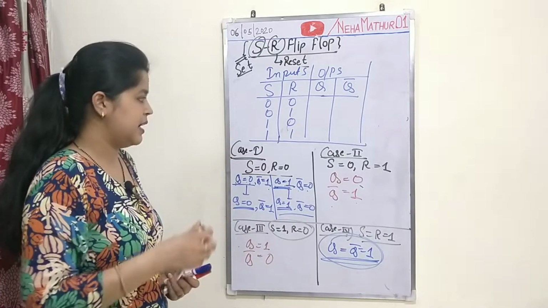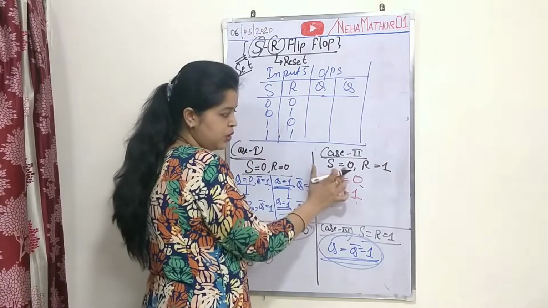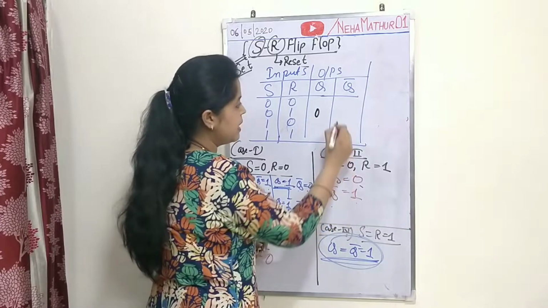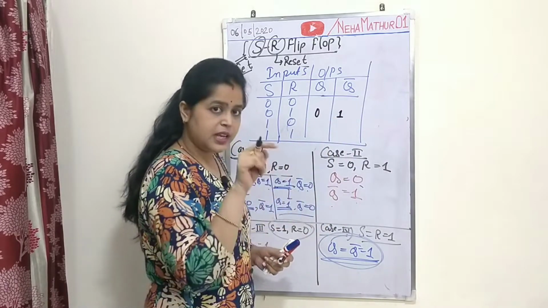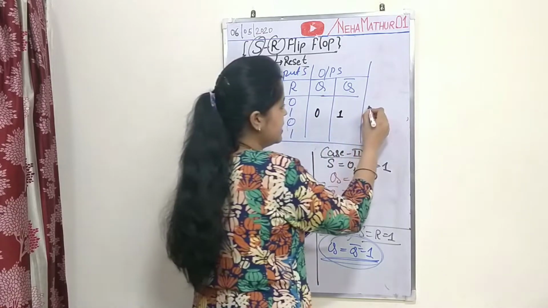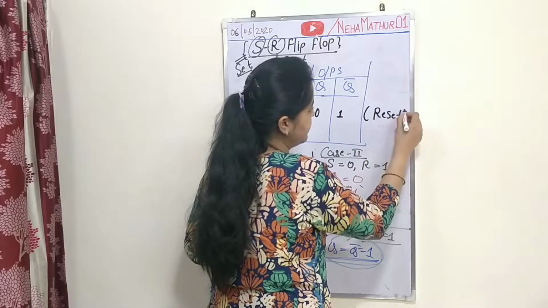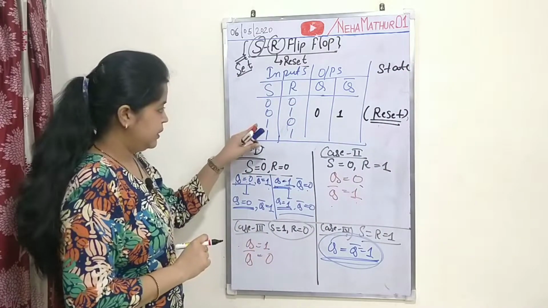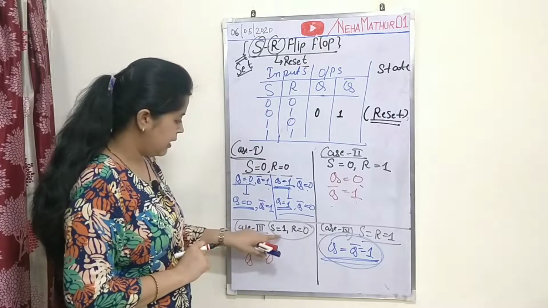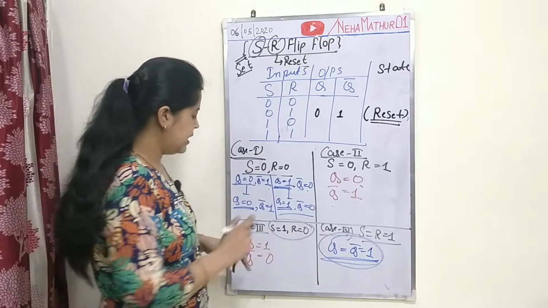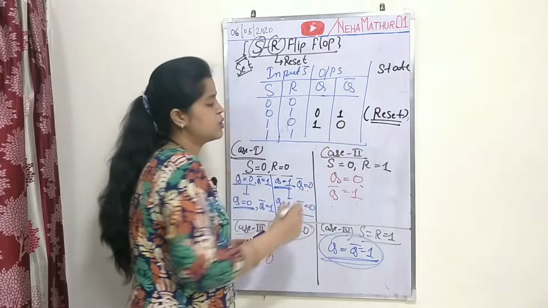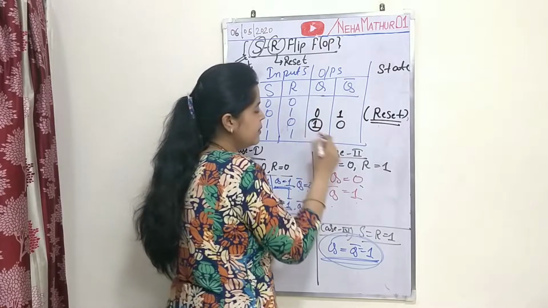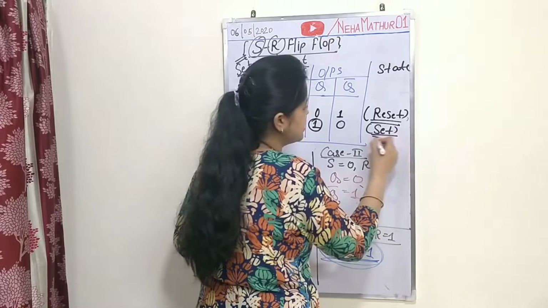Now come to the second case. When S is equal to 0 and R is 1, then Q is equal to 0 and Q bar is 1. Such a state in which Q is equal to 0 is said to be the reset state, while in the third case, in which S is equal to 1 and R is equal to 0, you will get Q equal to 1 and Q bar equal to 0.